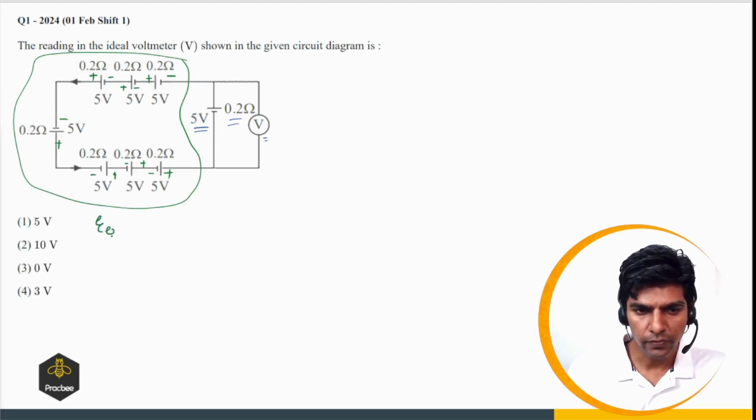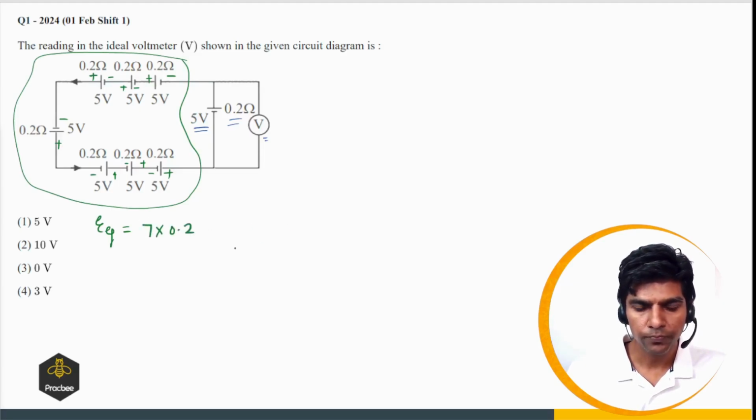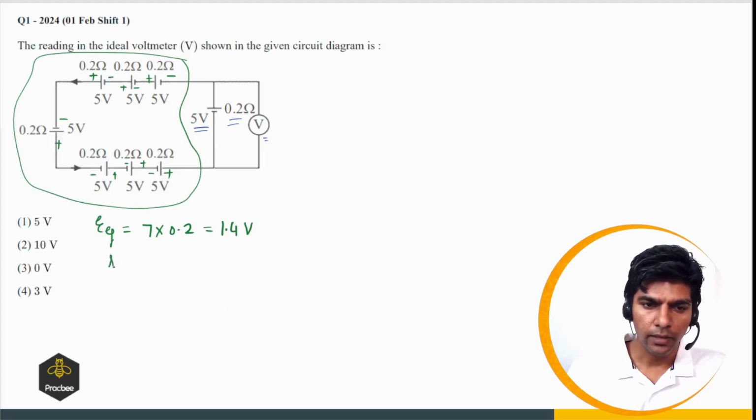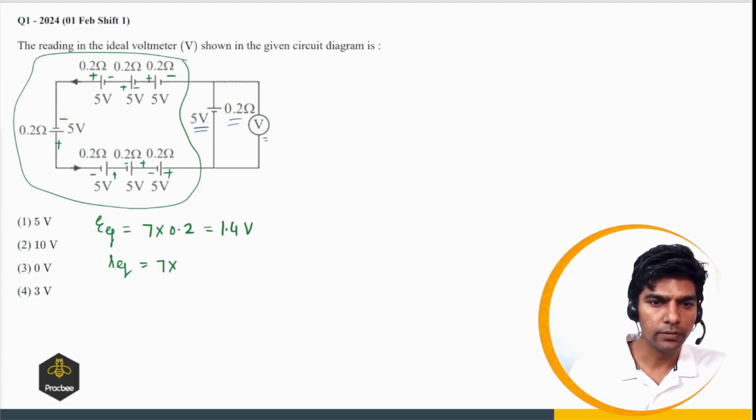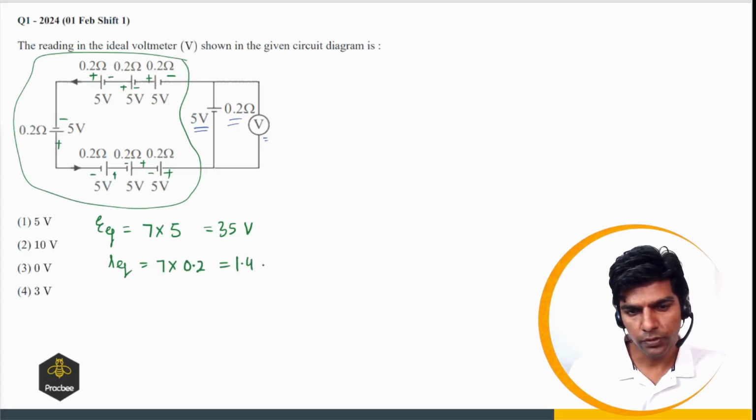So the E equivalent in this case will be the sum of all the EMFs. How many identical cells do we have? 7. So 7 times 0.2, sorry, this says EMF is 5. It is not 0.2. Let me correct this. EMF is 5, so that will become 35. And resistance is 0.2, so R equivalent, the sum of all the internal resistances, will be 1.4 ohms.